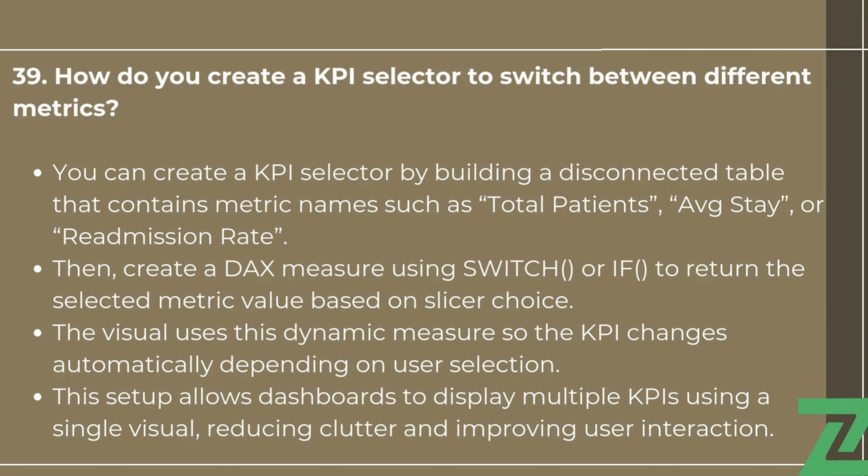39th question. How do you create a KPI selector to switch between different metrics? You can create a KPI selector by building a disconnected table that contains metric names such as total patients, average stay, or readmission rate. Then, create a DAX measure using SWITCH or IF to return the selected metric value based on slicer choice. The visual uses this dynamic measure so the KPI changes automatically depending on user selection.